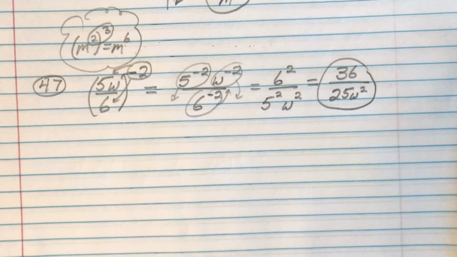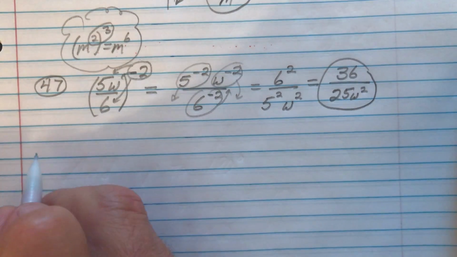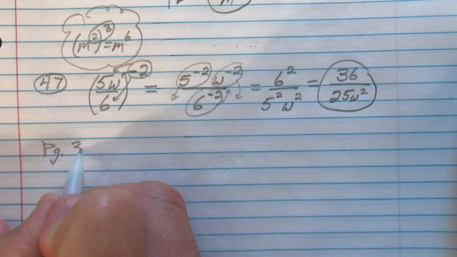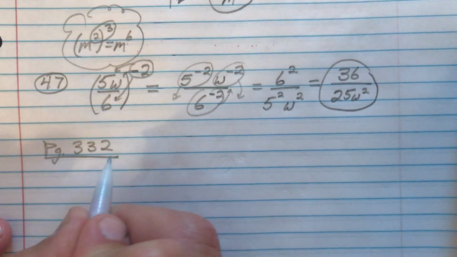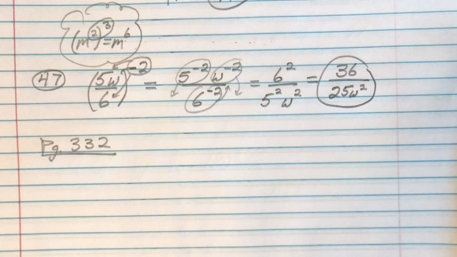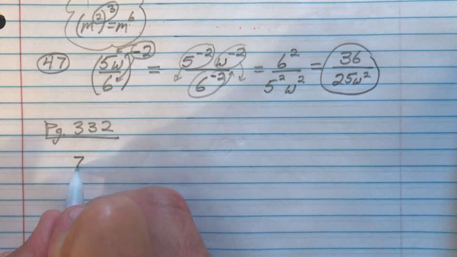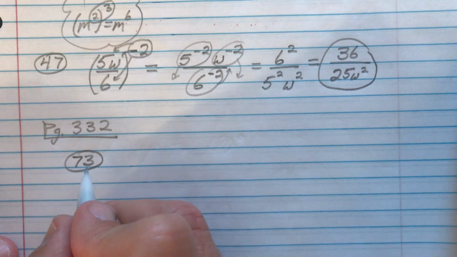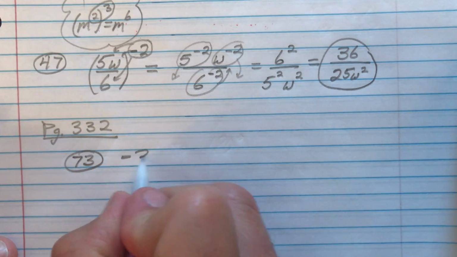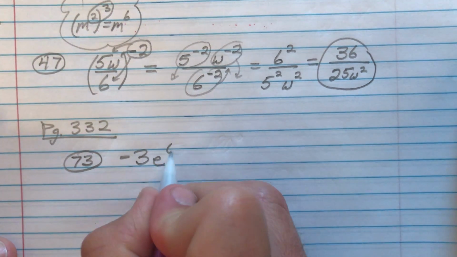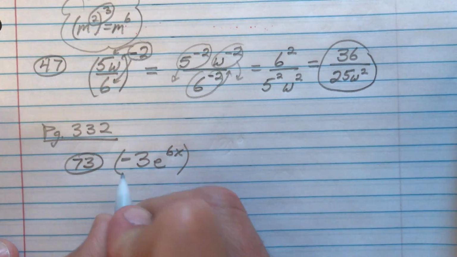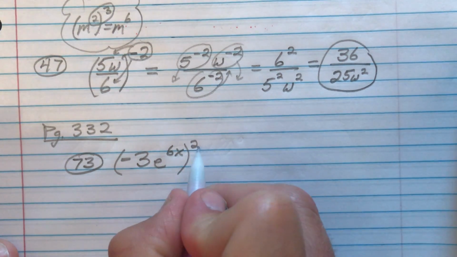All right, let's try some more questions, this time over on page 332. Let's see. Page 332, we'll try number 73. 73 says you have negative 3 e to the 6x raised to the second.